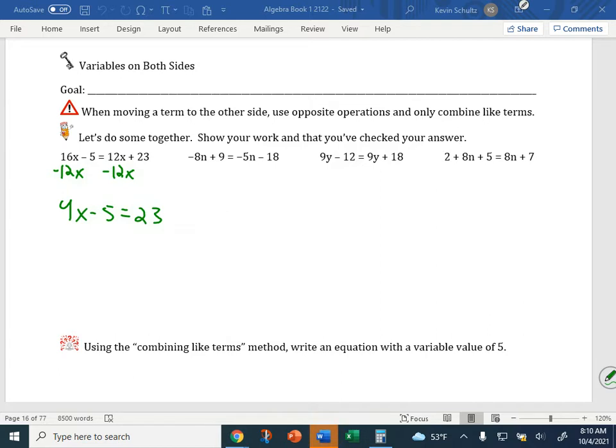Okay? You could also move your 16x's over to the right side if you wanted to. That's an option too. You would end up with the same result. It'd be negative 5 equals negative 4x plus 23. But most folks, just for consistency, like to move over from the right to the left.